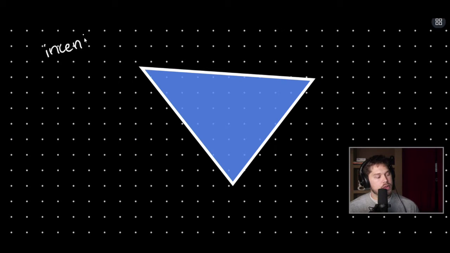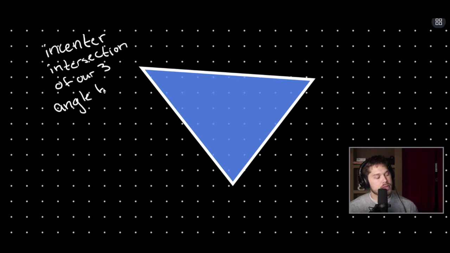So the incenter of a triangle is defined to be the intersection of our three angle bisectors. So we're going to go from each of our angles and we are going to split our angle. We're going to bisect it. So if I'm going from the top here, I want to draw a line down such that it looks like it's going to split that angle in half. And I'm just going to do my best to do that.